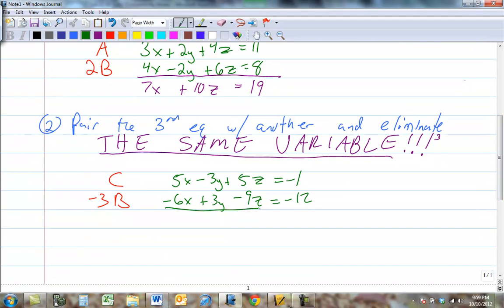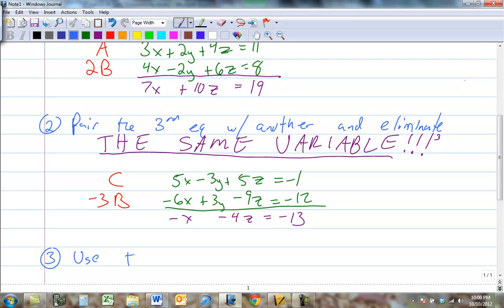So when I add this up, we're eliminating y again. So we're going to have negative x, y's cancel, minus 4z equals negative 13. All right, again, we eliminated a variable, but we still have two variables remaining and only one equation. However, that's a similar story as it was in part 1, right?